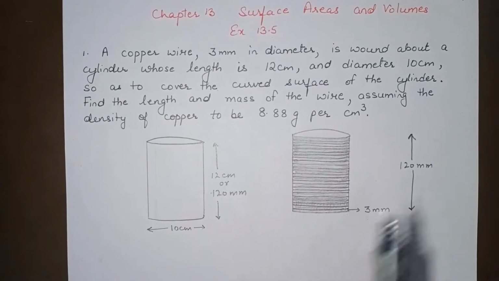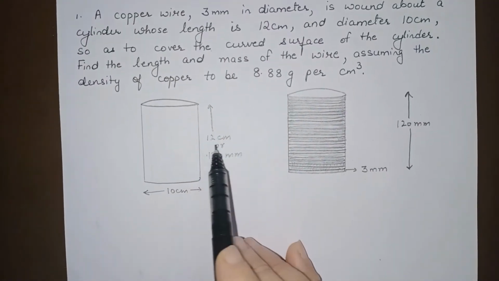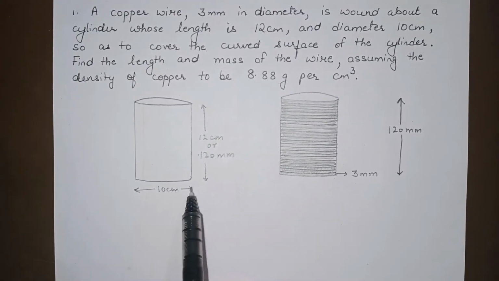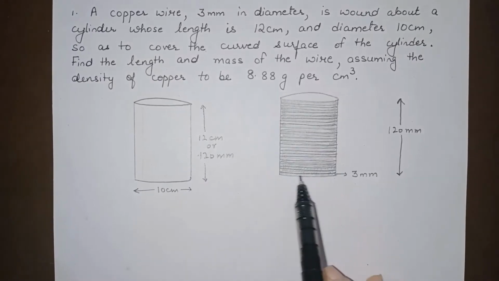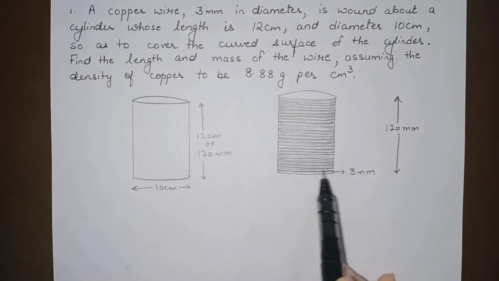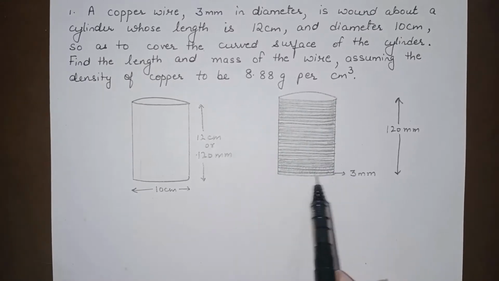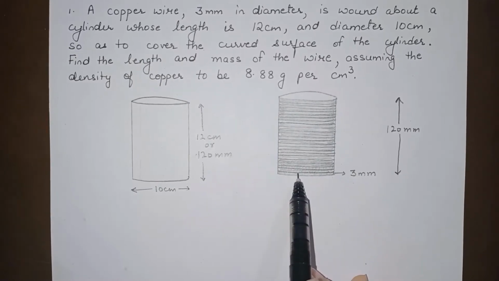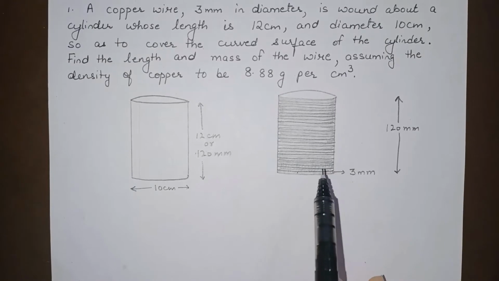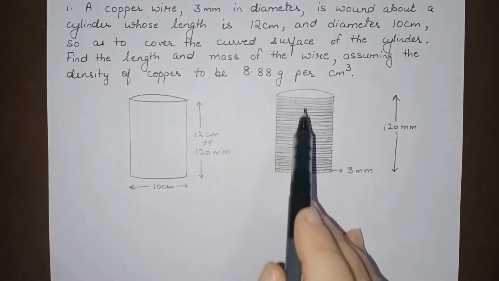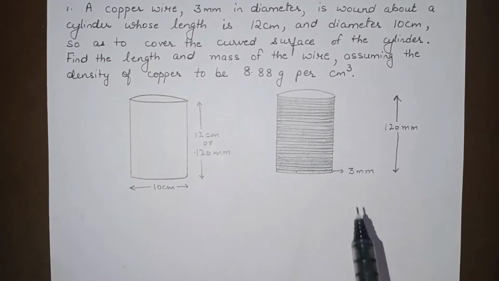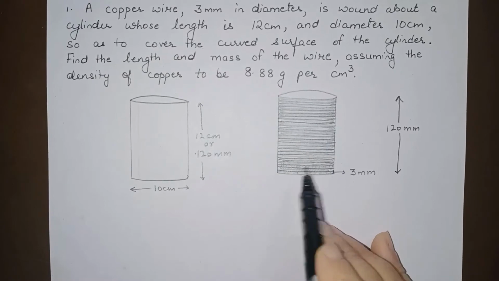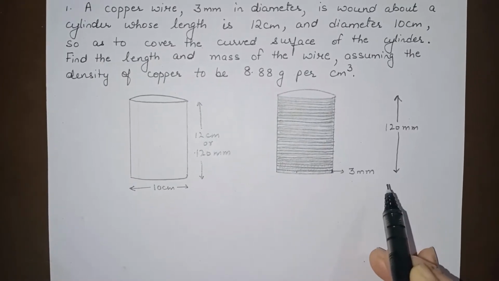centimeter cube. Now see, this is a cylinder which is 12 centimeter in height and 10 centimeter in diameter, and around this cylinder a copper wire is wrapped like this. A copper wire is wound like this, covering the whole curved surface area of the cylinder. We have to find the length of wire used to cover it fully, and it is given that the diameter of copper wire which is used to wrap this cylinder is 3 millimeter, right?